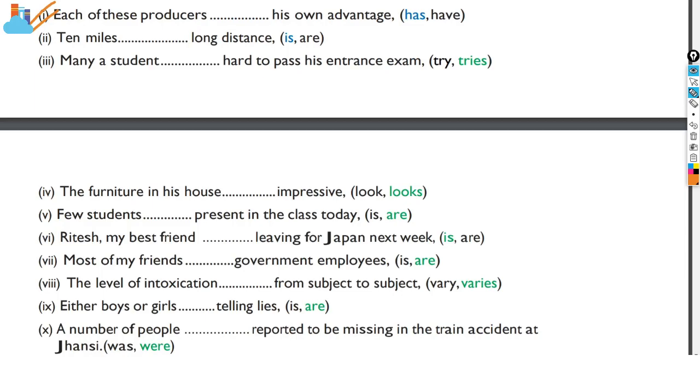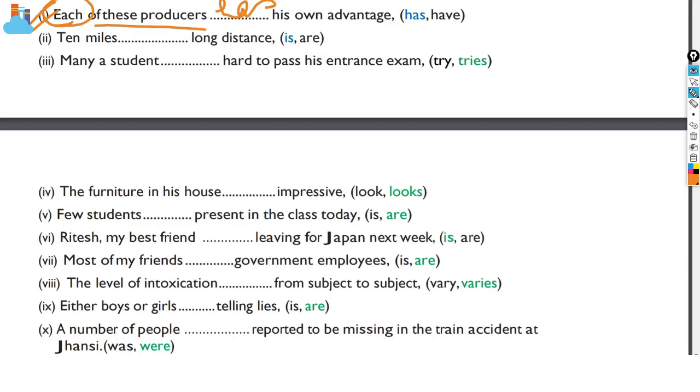Here you have seen two options. In the final exam you will have not less than three, normally four options, and from there you will have to choose one. Each of these producers, the producers are many, but the word each is used, therefore has will come. Each of these producers has its own advantages, not have.